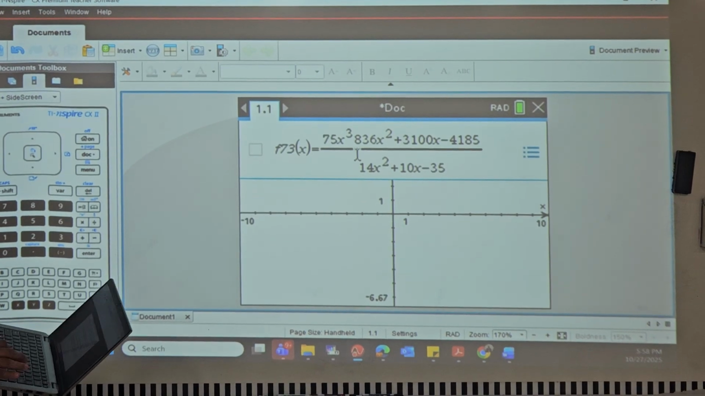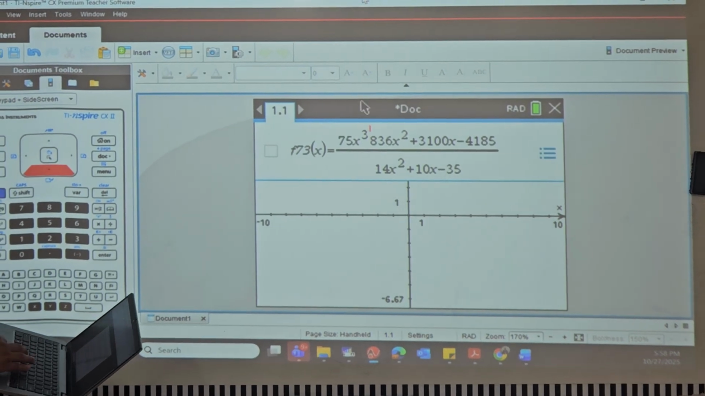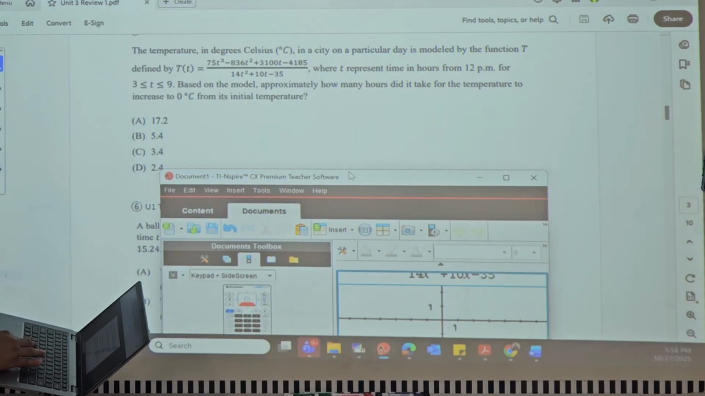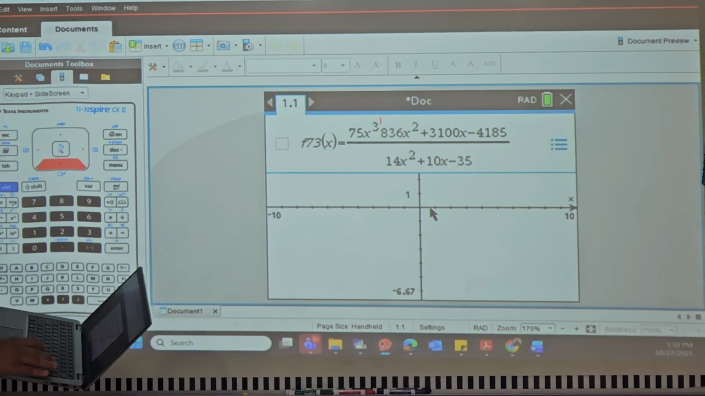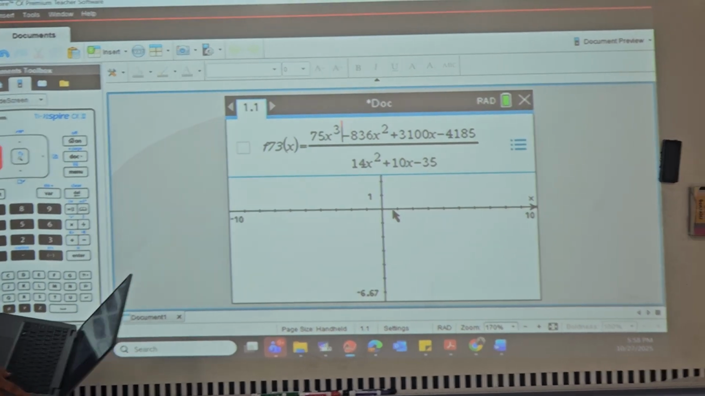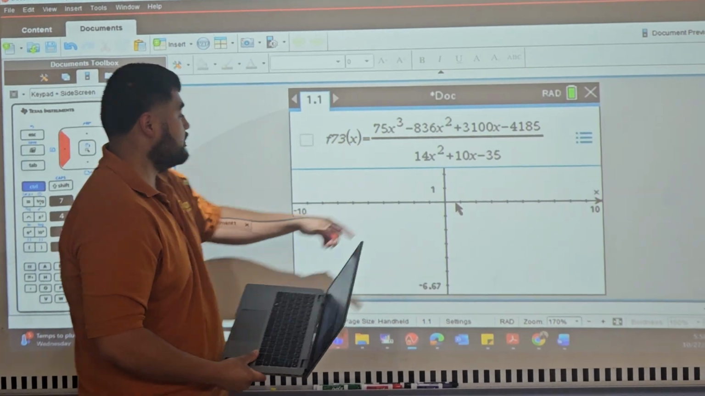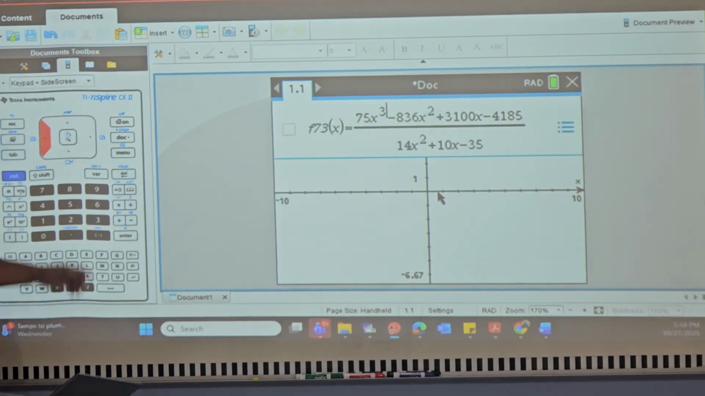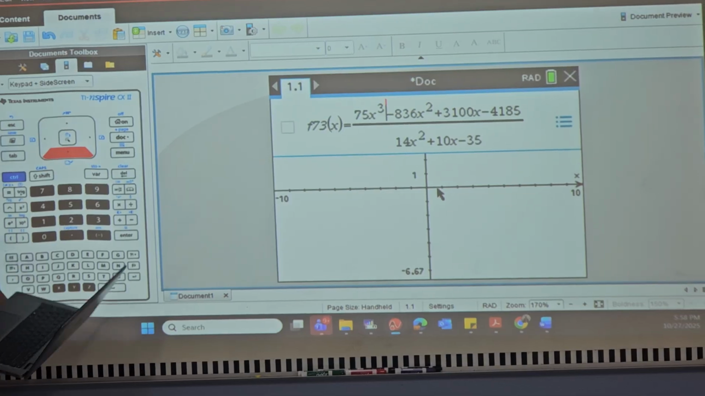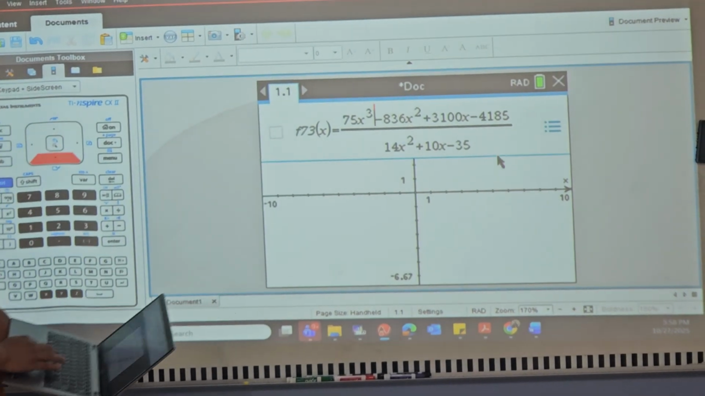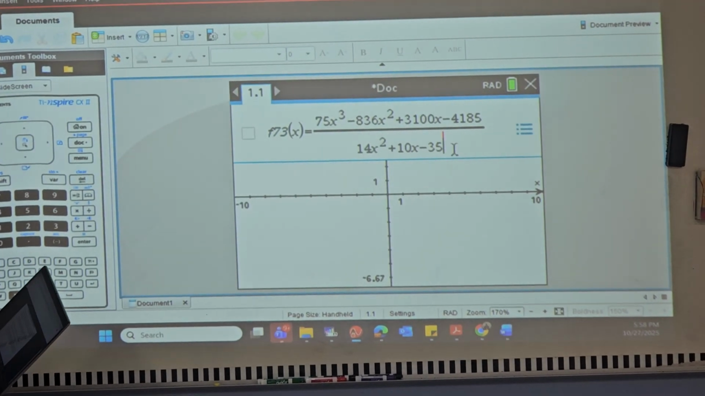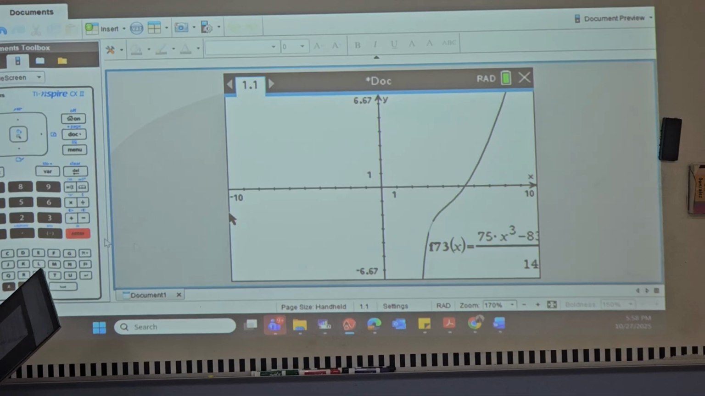Okay, careful there. Was it a minus or a plus? Let me double check. It's a minus. Just be very careful when you're up here, because your cursor is going to be up here. So just press the downward arrow, and you go back to regular operation. So there you go. I have no idea how this looks, but there it is.